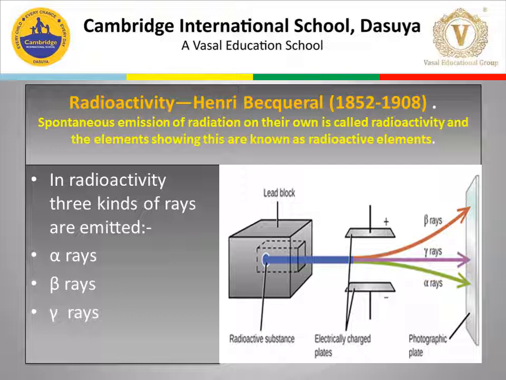When the radioactive substances are subjected to an electric field, it is seen that the beta rays are attracted toward the positive plate, whereas the alpha rays are attracted toward the negative plate of the electric field, whereas the gamma rays remain unattracted toward either plate of the electric field.